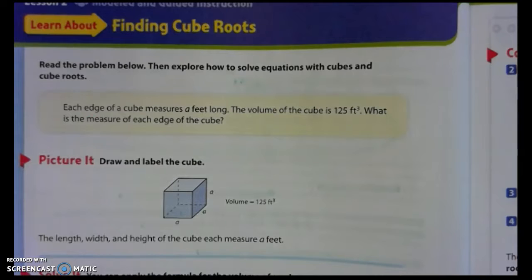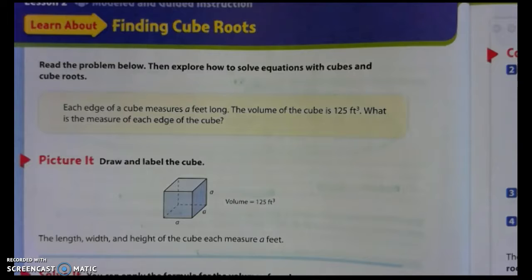Roots. Read the problem below, then explore how to solve equations with cubes and cube roots. Each edge of a cube measures a feet long. The volume of the cube is 125 feet cubed.